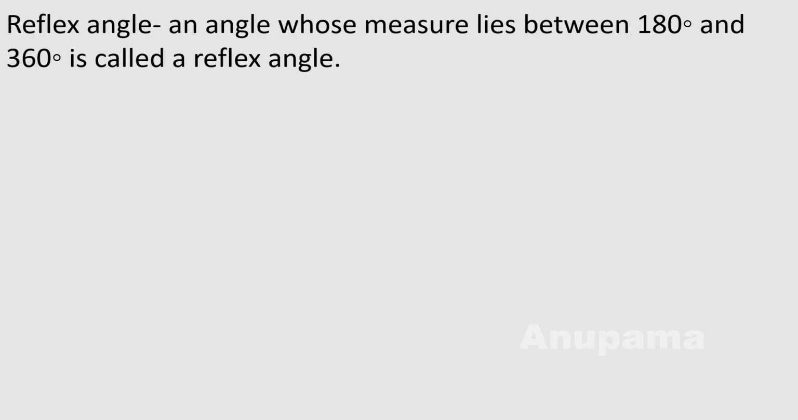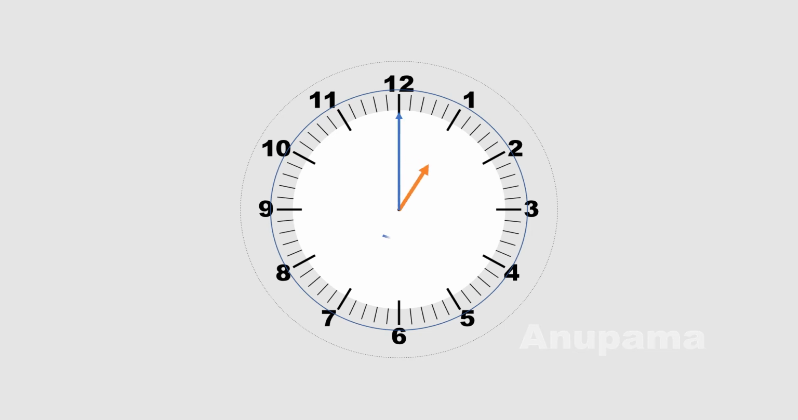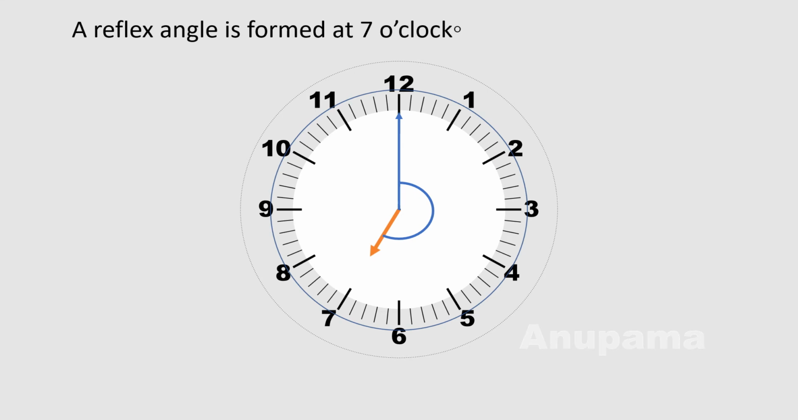Reflex angle is an angle whose measure lies between 180 degree and 360 degree. For example, an angle of 200 degree. It is greater than 180 degree but less than 360 degree. Another example of reflex angle is this angle of 300 degree. It is also greater than 180 degree but less than 360 degree. In a clock, when there is a time of 7 o'clock or 8 o'clock or 9 o'clock or 10 or 11, there is a reflex angle.